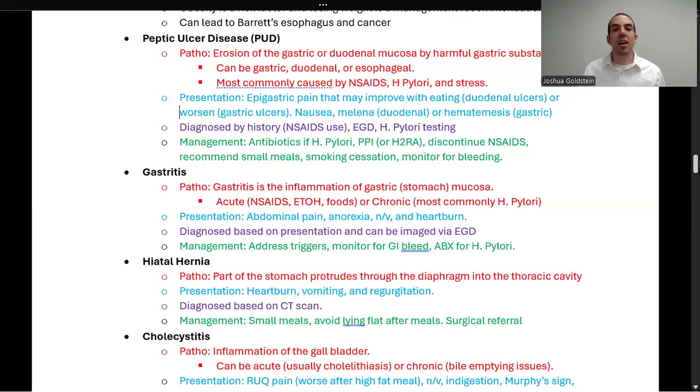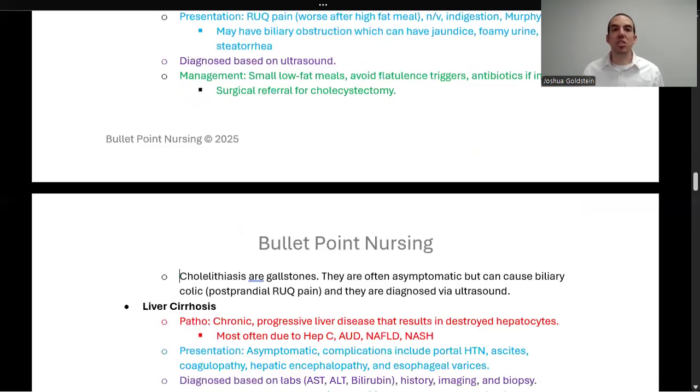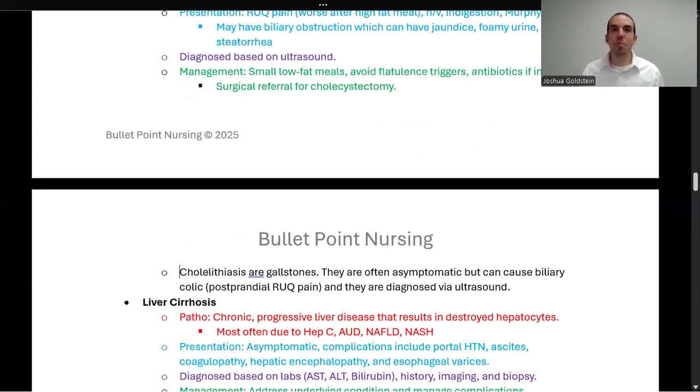When a patient presents with this, they're going to have right upper quadrant pain. That's classic for the liver or the gallbladder. It's going to be worse after a high-fat meal, because remember we said at the very beginning of this lecture in anatomy that the gallbladder is responsible for bile. Bile is responsible for breaking down fat digestion. Without it, the patient is not able to break down a proper fat meal. So a high-fat meal is going to be very symptomatic if they're having a gallbladder issue. It can also present with nausea and vomiting, indigestion, and Murphy sign. The patient may have biliary obstruction, and that would then have all the liver issues such as jaundice.